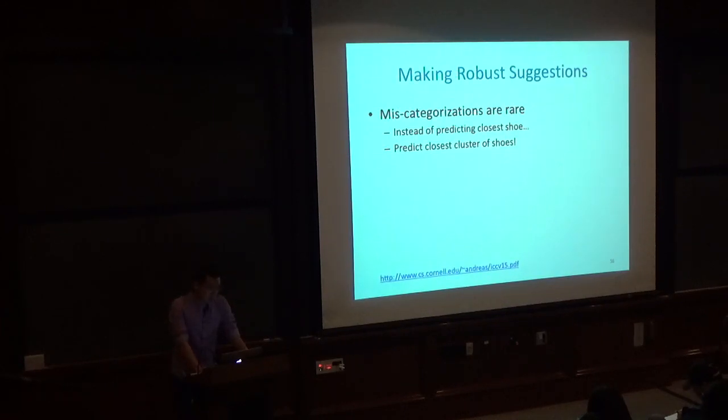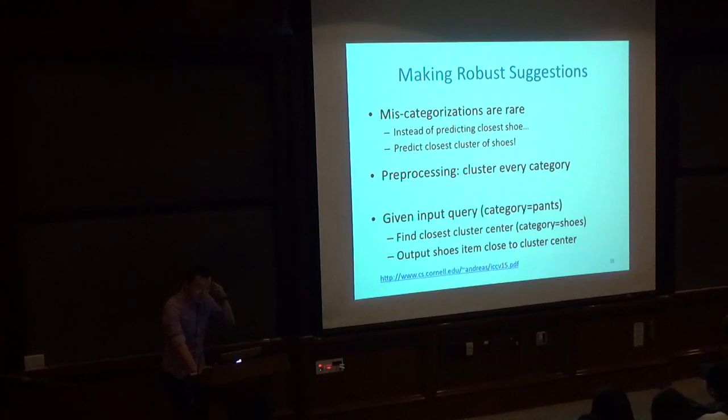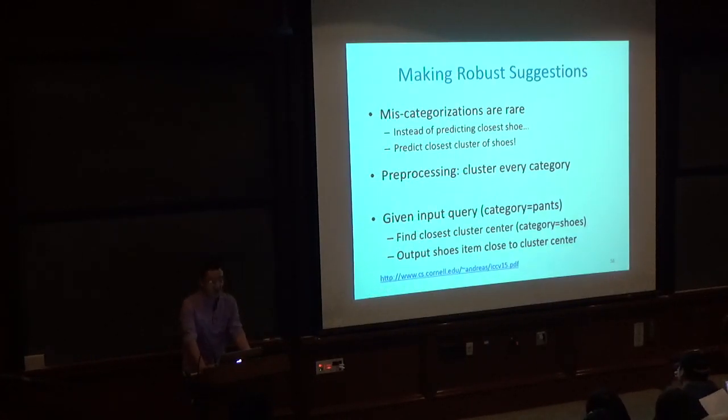So what that basically suggests is that instead of predicting the closest shoe, we should predict the closest cluster of shoes. As a pre-processing step, we're going to cluster every category, and then given an input query category, let's say pants, so we have an input image and we know it's pants, we find the closest cluster center of category shoes. So we ignore choosing items that are really close in terms of embedding space but are outliers compared to other shoes. And this works if miscategorizations are rare and there's concentration in terms of visual similarity of what shoes look like.